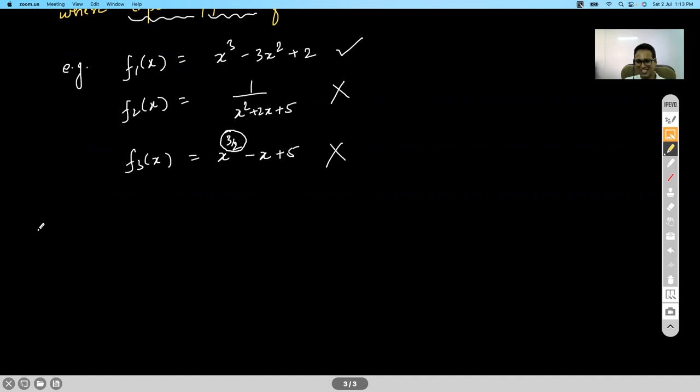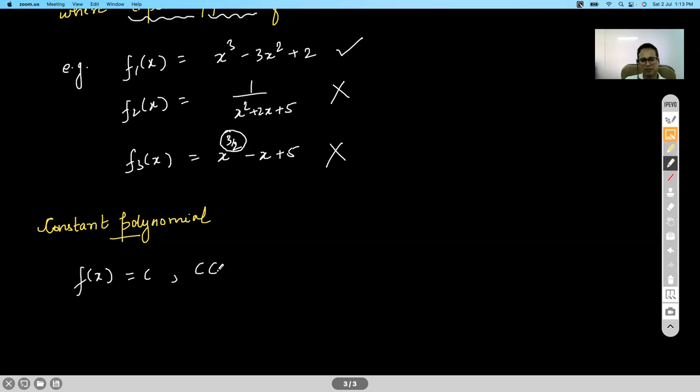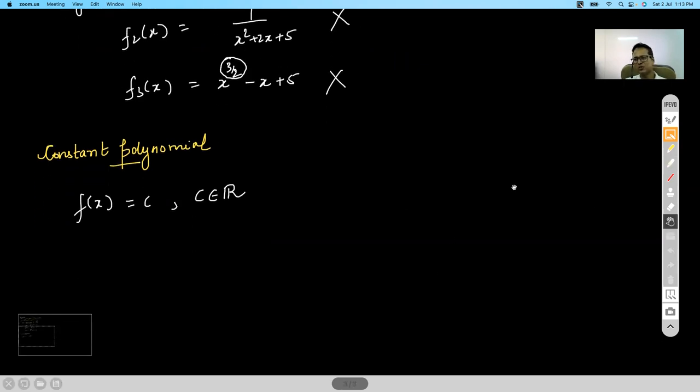A constant, isn't it? A constant polynomial is the lowest degree polynomial that you can actually come across, right? So a constant polynomial is a degree zero polynomial, something like f of x equal to c, where c is some real number. So this is the degree zero polynomial provided c is not zero.